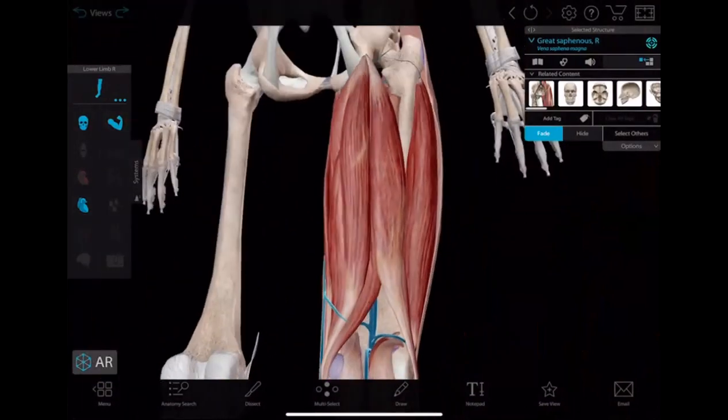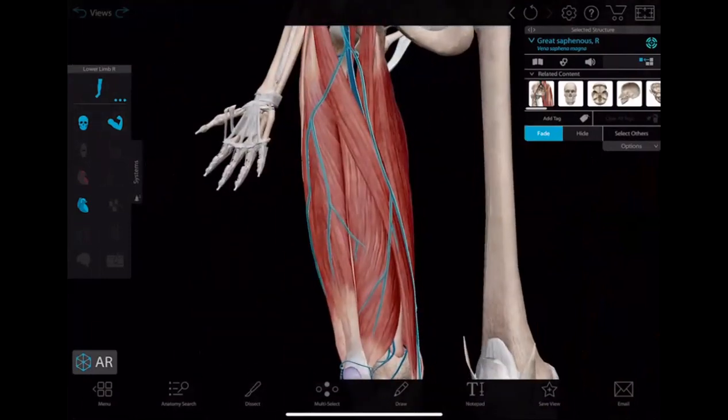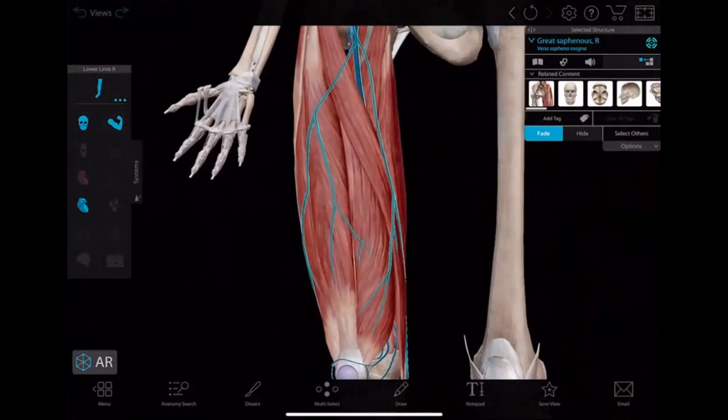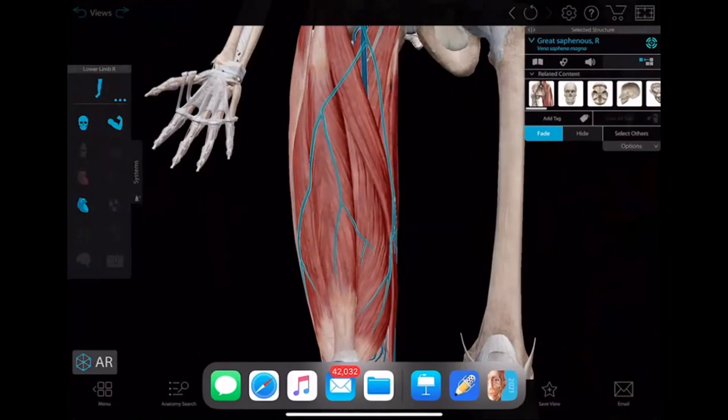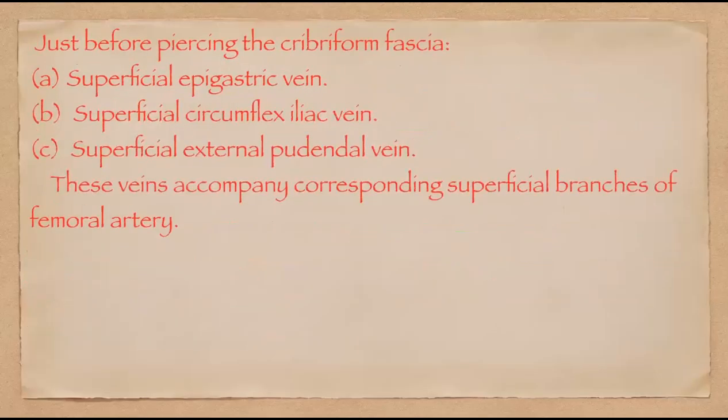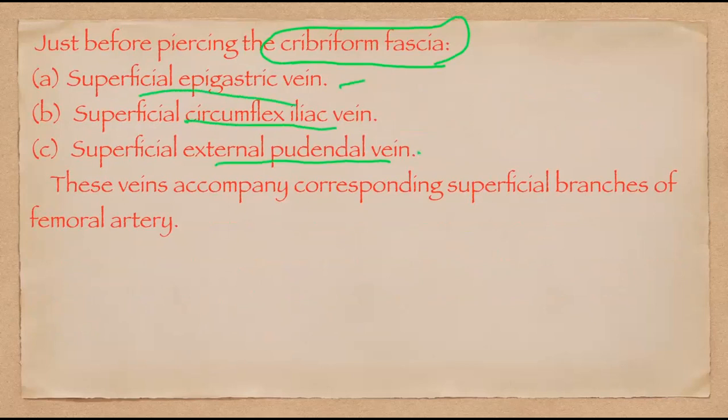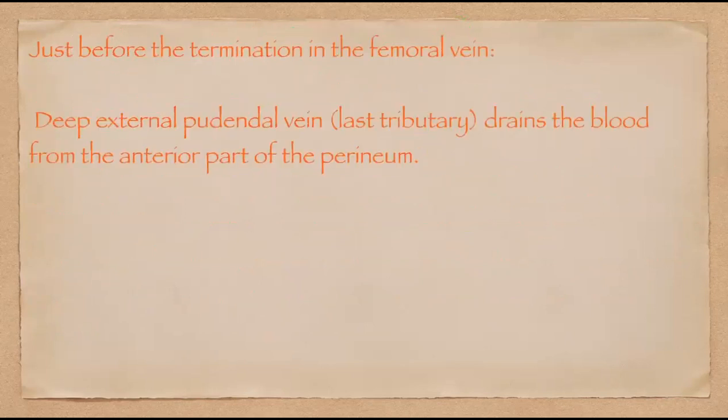Okay, posteromedial vein is not represented. Just before piercing the cribriform fascia, we all know this. Okay, superficial epigastric vein, superficial circumflex iliac, and superficial external pudendal, and corresponding branches from femoral artery. Right. Just before termination into the femoral vein, there is deep external pudendal vein, drains blood from the anterior part of the perineum. Right. This is easy for you.